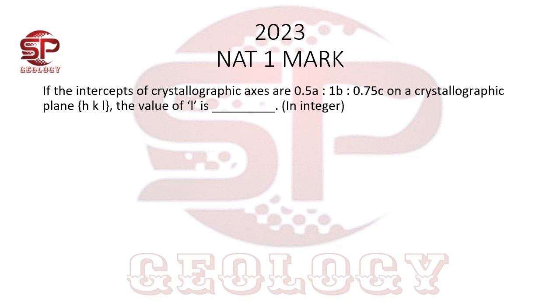If the intercepts of the crystallography axes are 0.5 A, 1 B, 0.75 C. So the intercepts are given; write them down in terms of ABC: 0.5, 1, 0.75. You have to calculate the crystallography plane, the value of L. So you just take the reciprocal: 1 by 0.5, 1 by 1, 1 by 0.75.